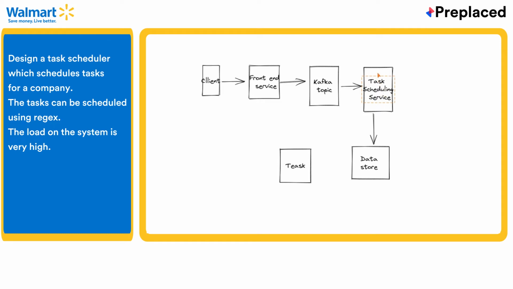Then for a client, which topic will the data go to? How will you determine that?